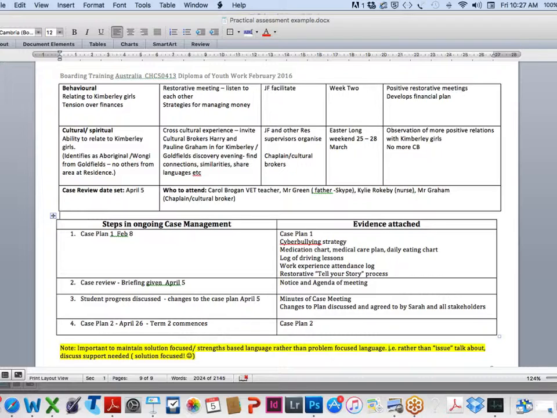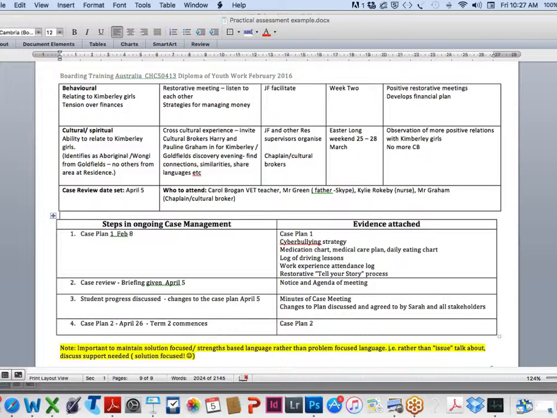We've set a date, and I'm going to send out a notice and an agenda of that meeting. And that will be done in a particular way so that you let people know exactly when the meeting is. Please let me know if you're not going to be able to attend, and the main points that we're going to be talking about in that meeting. And I'll be sending that out a week or two before April the 5th.